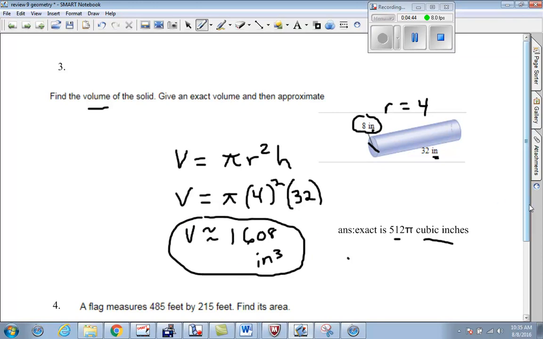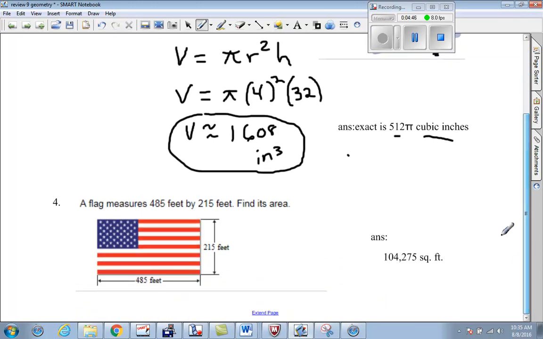Okay, let's head to the next one. A flag is 485 by 215 feet, its dimensions. Find its area. The big thing I want you to notice is that that's a rectangle, and we retrieve the formula for area of a rectangle, either from our memories or from our geometry cheat sheet that I had posted on iTunes.